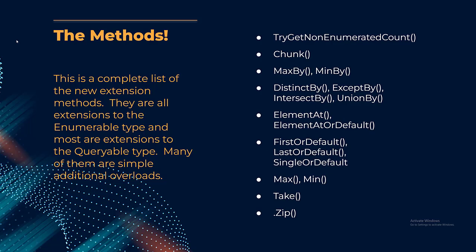Over on the left, I point out that all of these are available on the enumerable types, and most of them are available on the queryable type. I had typed that because they pointed it out that way. But now that I've been through them all, I think the only one that's not on the queryable type is the first one, TryGetNonEnumeratedCount. So the rest, that makes it easy to keep it straight in your head. You don't have to wonder, is it available or isn't it? Rather than read down these, we'll just go through them one at a time. But they are all in that list for reference if you want to refer to it.